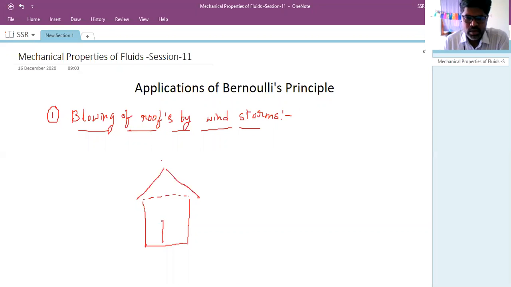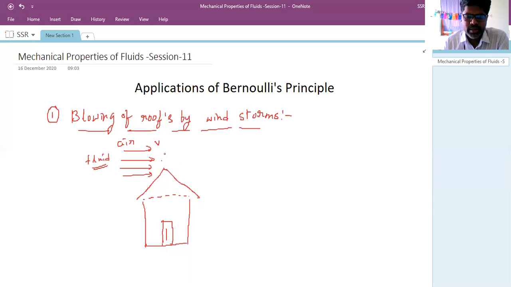So this is a small house. Now the air is blowing, let us say from left to right like this, with a very high speed. Air behaves like a fluid. Fluid means it is a liquid or air. So that air is going with high speed.